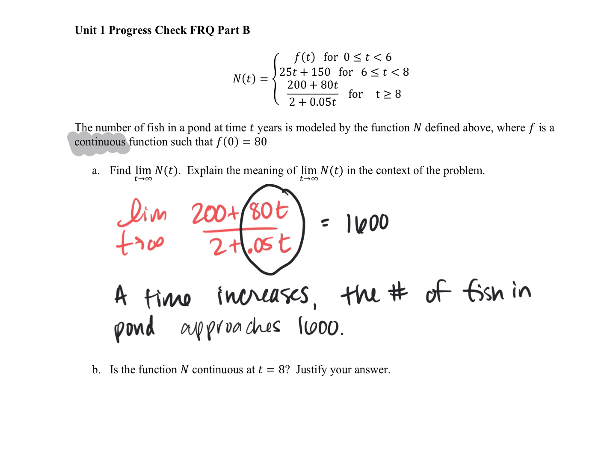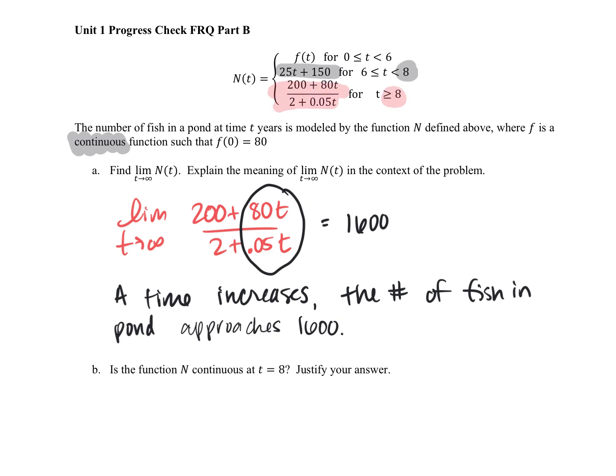And then it says, is the function n continuous? It says f is continuous, but it didn't say about n. N is all of these crazy things. Is it continuous at t equals 8? What do we have to compare? Yeah, we just have to compare where that 8 break is happening, and that's potentially here and here.